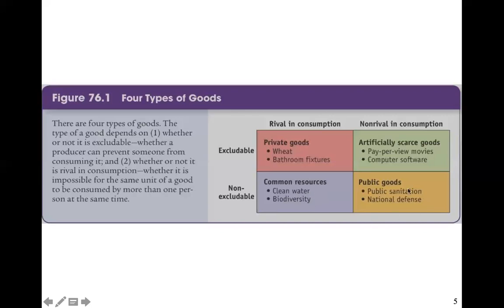So we're going to need more government policy to deal with that. And we're going to need lots of government policy for this last category of goods down here in the bottom right, which is called public goods. Public goods are both non-rival and they're non-excludable. And I'll talk about them in more depth later in this lesson.